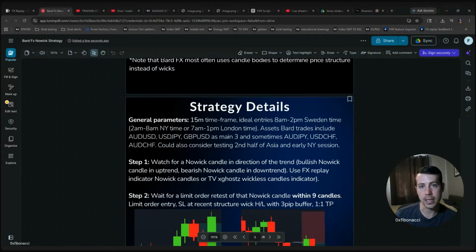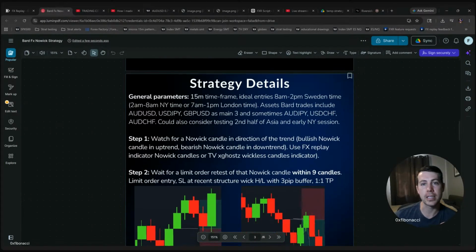And then what exactly are we trading? So he primarily trades M15, and he's based in Sweden. And a recent video came out a couple days ago. He clarified he really only trades 8 a.m. to 2 p.m. Sweden time, and this lines up with an hour before London Open, basically through all of London session. So 2 a.m. to 8 a.m. New York time, or 7 a.m. to 1 p.m. London time. So this is the core hours he trades.